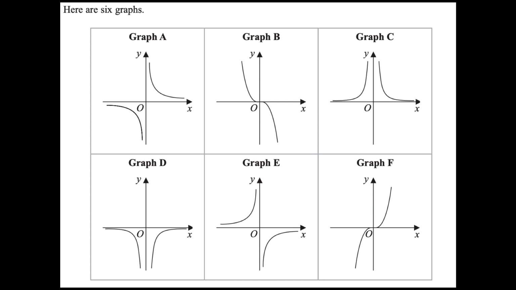Graph D looks exactly the same as graph C except for upside down, so that's going to be some negative number divided by x squared.